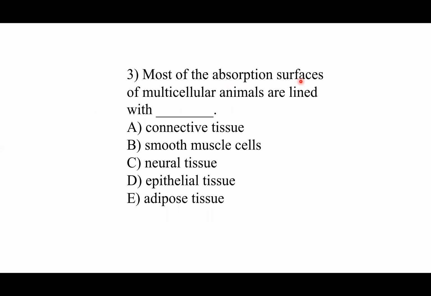Most of the absorption surfaces of multicellular animals are lined with what? Epithelial tissue. So we're talking about what is lined, and the three main functions that I outlined for epithelial tissues were that they cover the outside of the body, they line the organs, and they form glands. So when we talk about absorption surfaces, we're certainly talking about organs. Organs have to absorb nutrients to undergo chemical processes and fulfill their functions. And we know that the epithelial tissue lines organs.